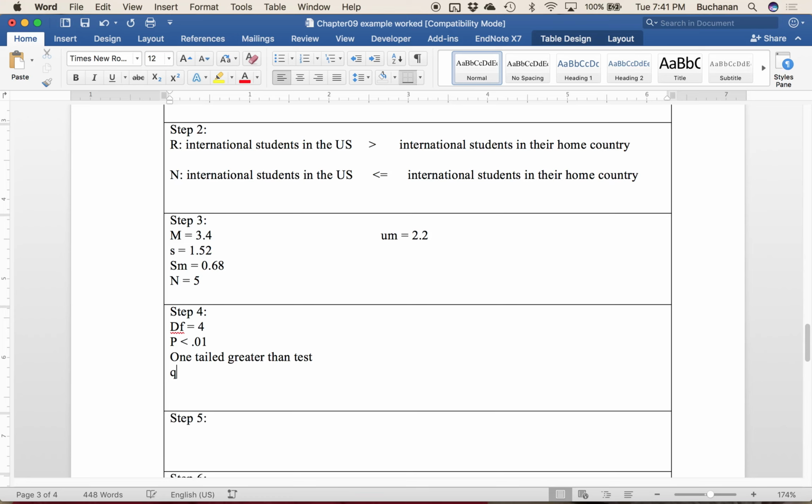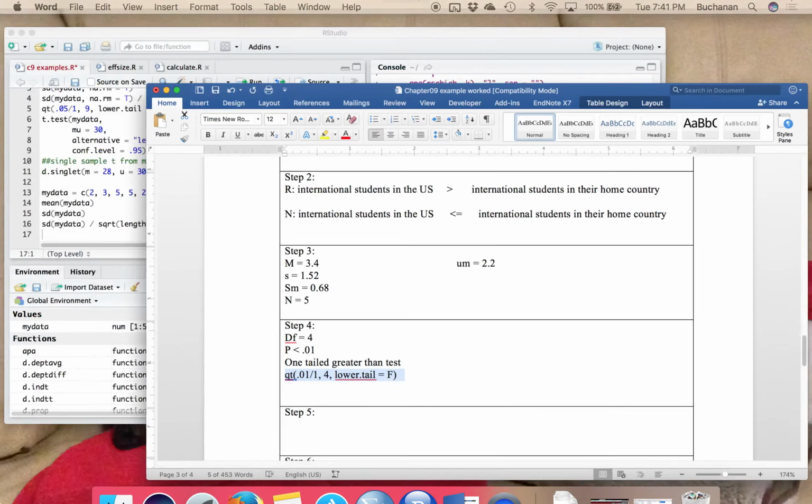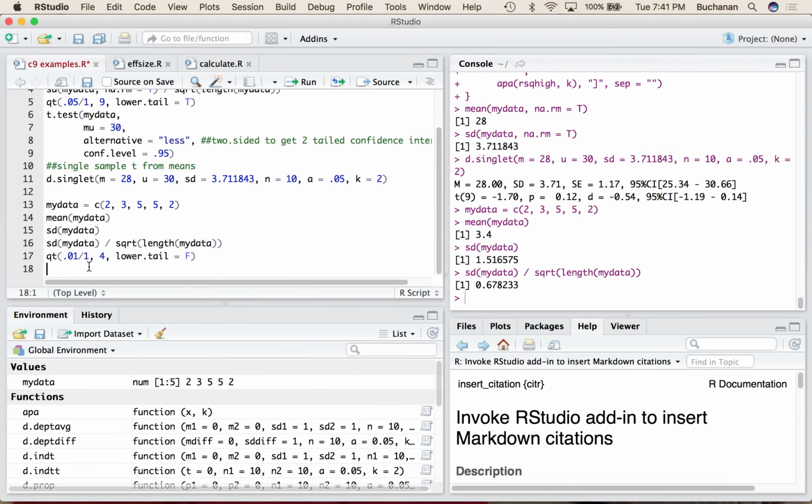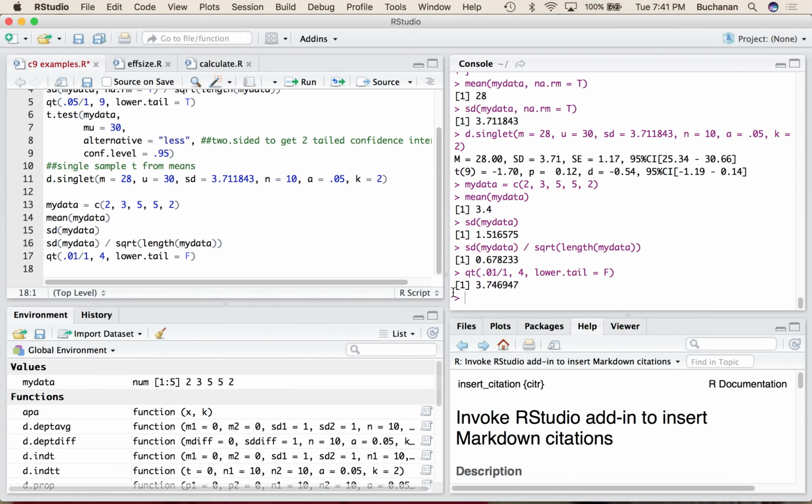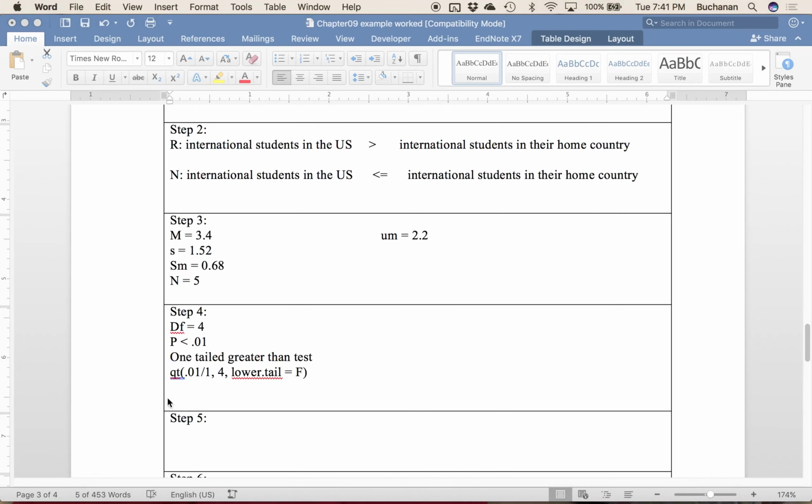And so what I'm going to do is use QT, and it's basically 0.01 divided by 1, because we only have one tail. 4 for our degrees of freedom. Lower tail equals false in this case because we want the top number. Paste that in R, make sure it works correctly. So I got 3.75. That is a really far finish line if I round up. So that's kind of a big number I got to get to because I only have 5 people.